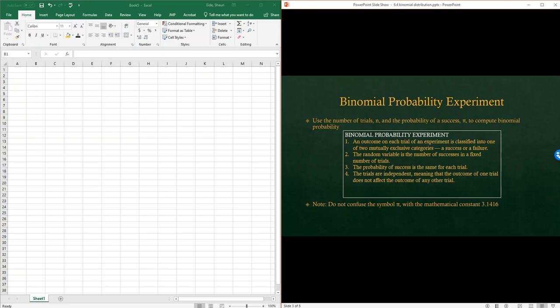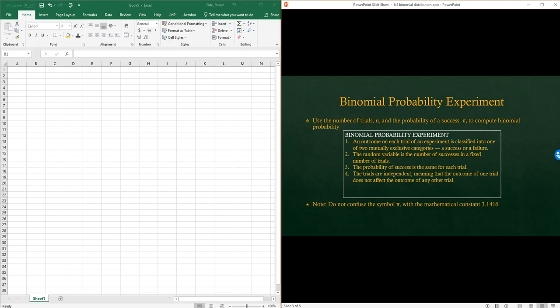A random variable is the number of successes in a fixed number of trials. In other words, you have a fixed number of trials, and there's a random variable that determines the number of successes. Okay, and we'll get into that in just a minute.